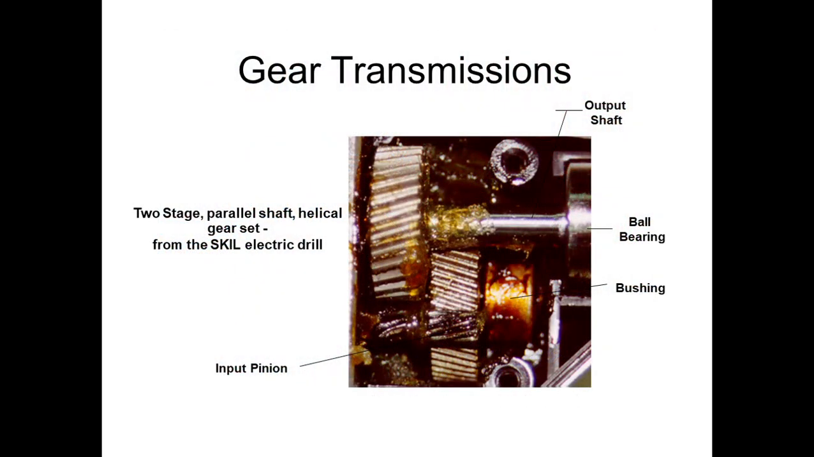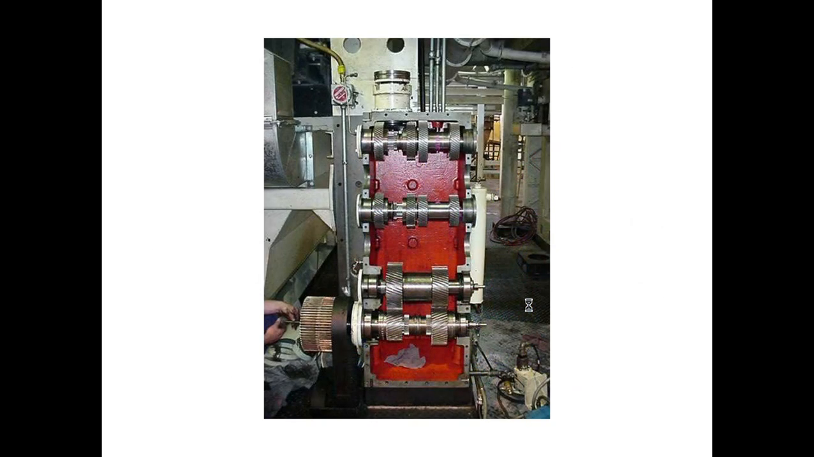Now we have gear transmission. How is it happening? You see here, this is the input shaft. So here you have the input pinion. And then we have a 2-stage parallel shaft helical gear set from the Skil electric drill. So here you have 2 sets of shafts, one is this one and the other one is this one. This is the output shaft here, then here you have what is known as a ball bearing, and here you have a bushing, all together. You can see the cross section view of it.